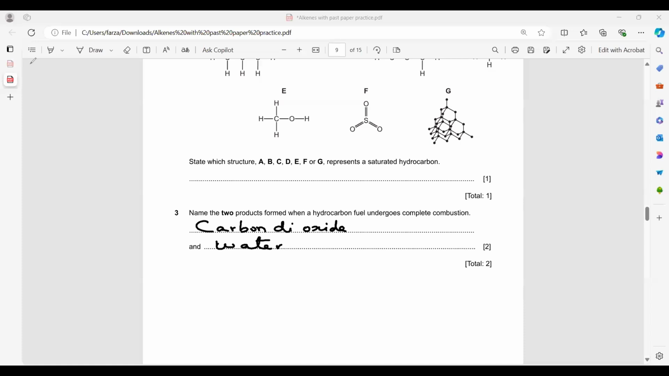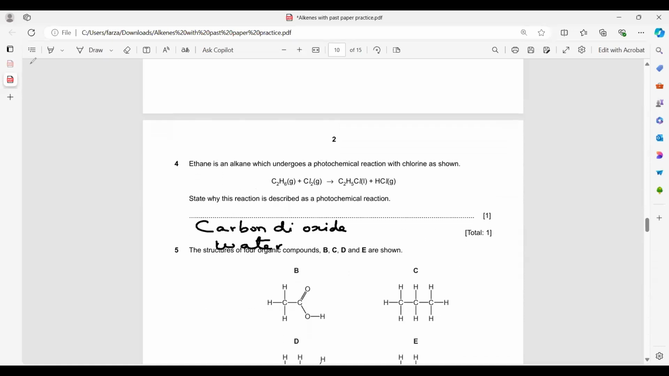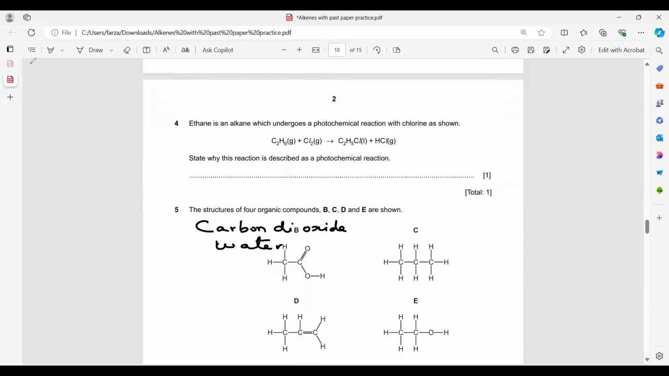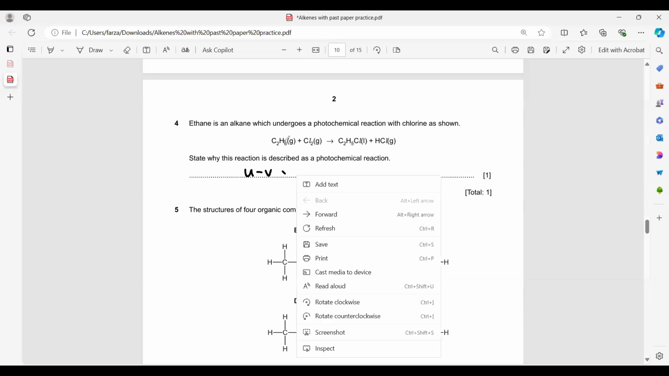Okay, let's move on to the next question. So the 4th question is, ethane is an alkane which undergoes a photochemical reaction with chlorine as shown. State why this reaction is described as a photochemical reaction. So why is this described as a photochemical reaction? Because it requires UV radiation or UV light.